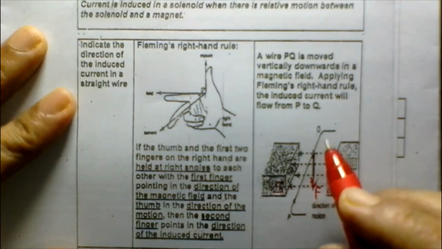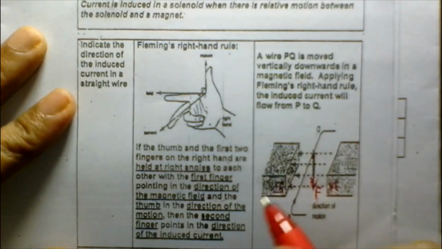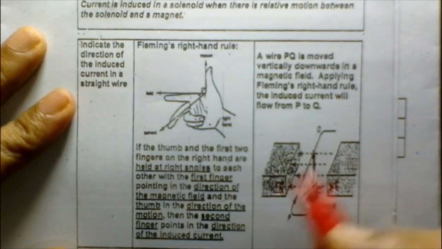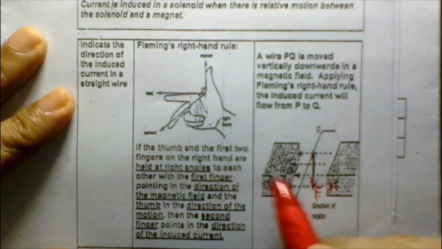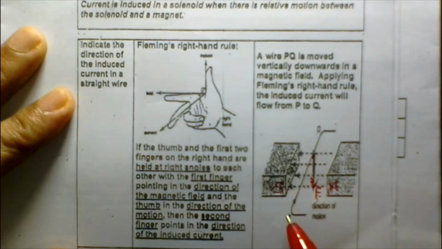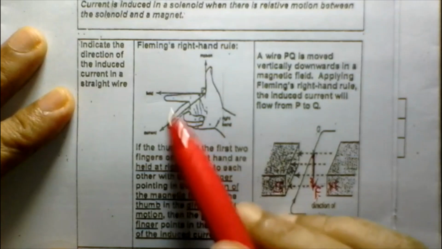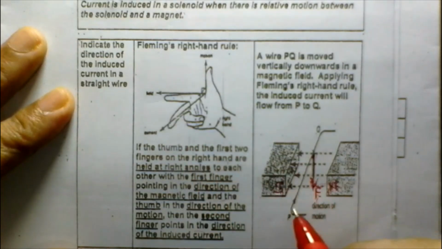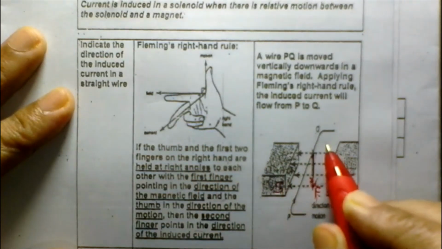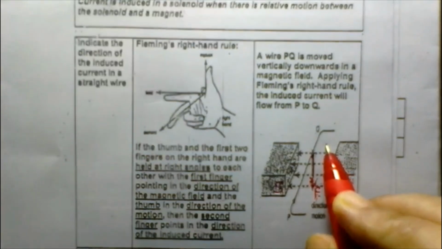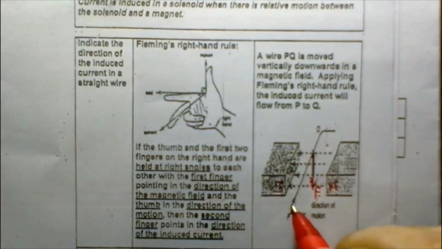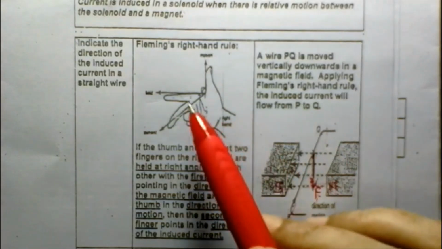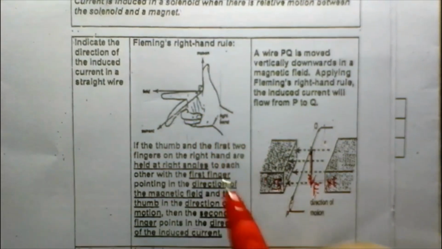So you apply Fleming's right hand rule: point the forefinger towards south, force downward. Then the direction of the induced current is into the paper, or we can say the direction is P to Q. So this is how we determine it using Fleming's right hand rule.